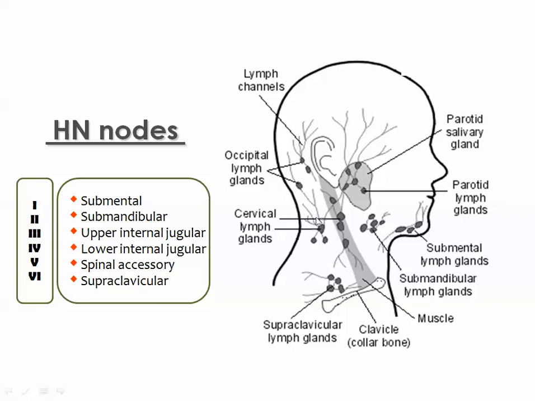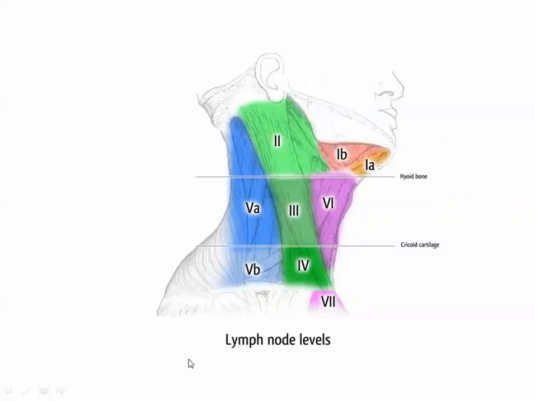These are known as spinal accessory lymph nodes, and also in the supraclavicular area. And this is the distribution of cervical lymph nodes according to the groups. We have group 1A, the submental group, group 1B, the submandibular group, and groups 2, 3, and 4, which are the deep cervical lymph nodes.